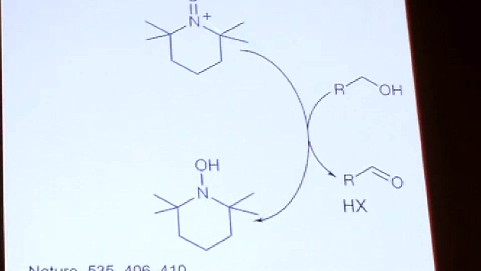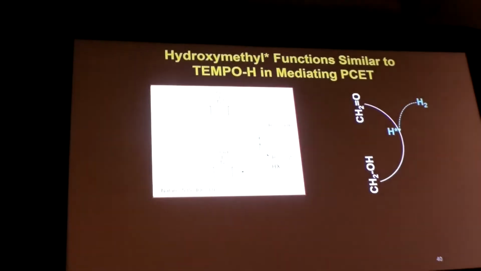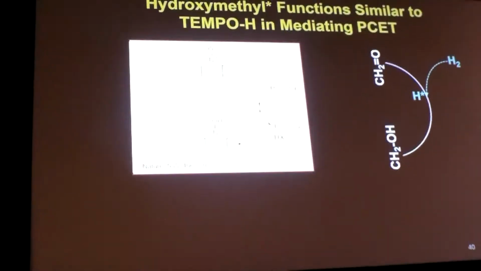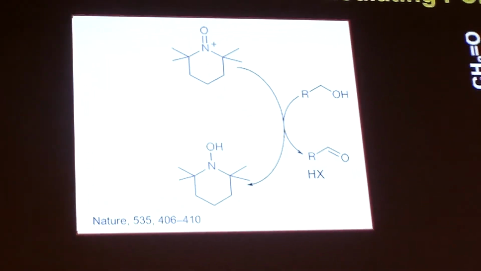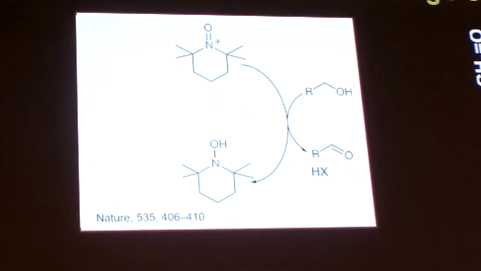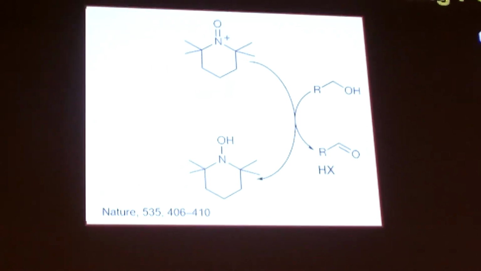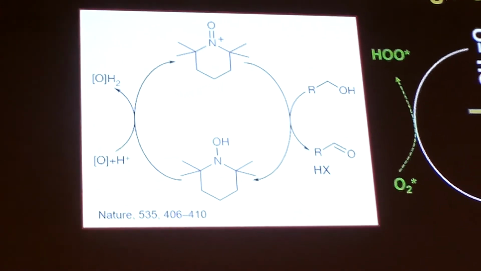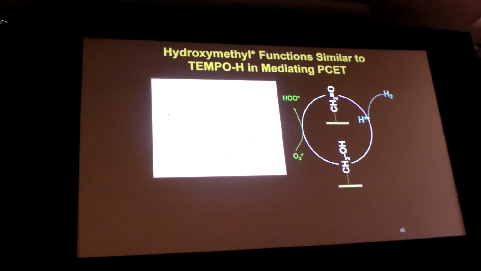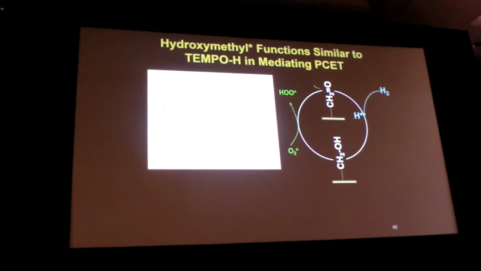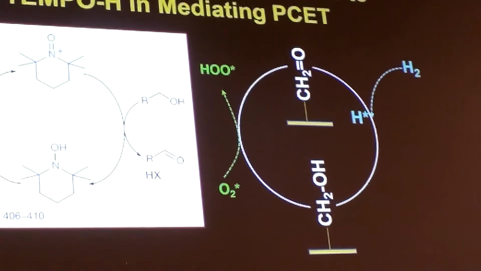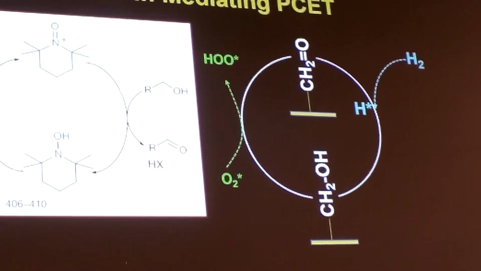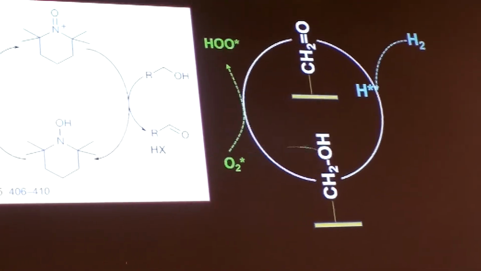TEMPO, for example, aids the oxidation of alcohols. This is nice work by Shannon Stahl. Using this TEMPO molecule, it aids in the activation of the OH and CH bonds. You get an aldehyde, and you form TEMPO-H in this process. The TEMPO-H is then used to reduce oxygen. In that case, they go all the way to water. It's the same cycle you saw here, except we're starting with formaldehyde going bound to the surface, going to this hydroxymethyl. In fact, I would argue these are very similar in terms of how they act.